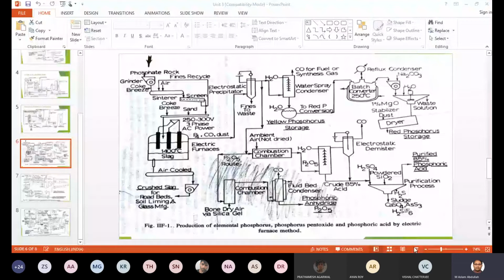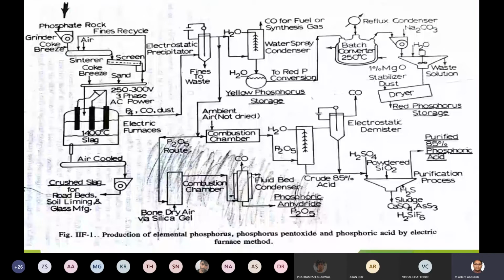Okay. This class we're going to discuss the production of elemental phosphorus, phosphorus pentoxide, and phosphoric acid by the electric furnace method. Last class I discussed something, but still I will start from scratch. To prepare phosphorus pentoxide and phosphoric acid, we need feed. Here the feed is phosphate rock. The rock will be available in sizes of more than 100 mm. So we have to crush the rock first.